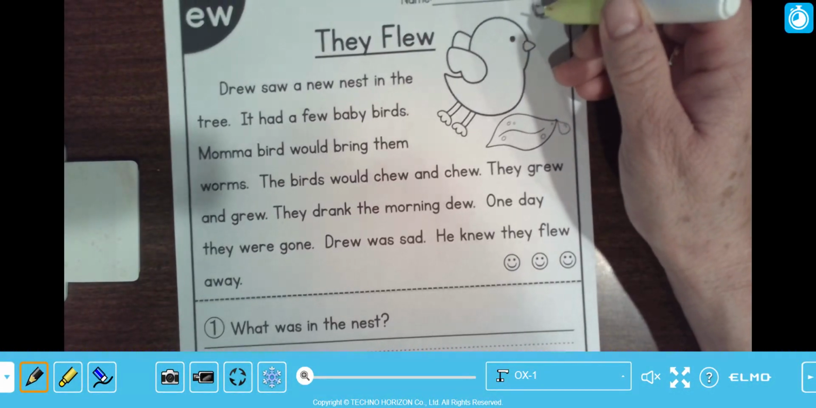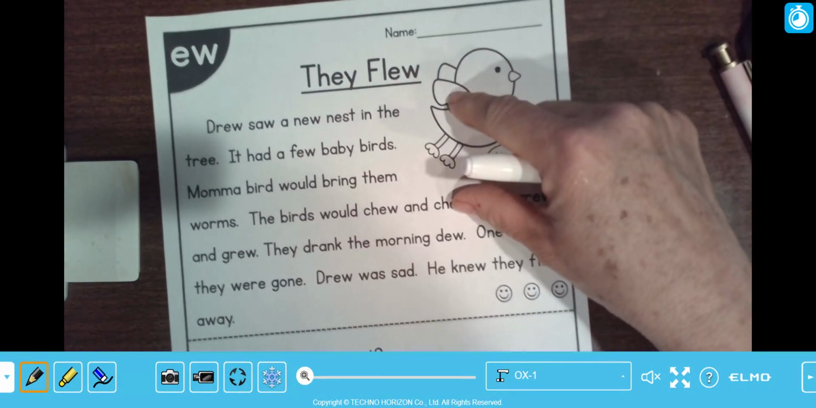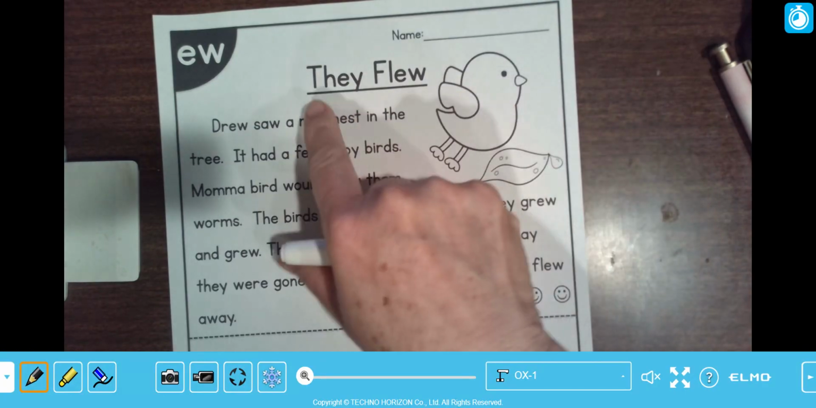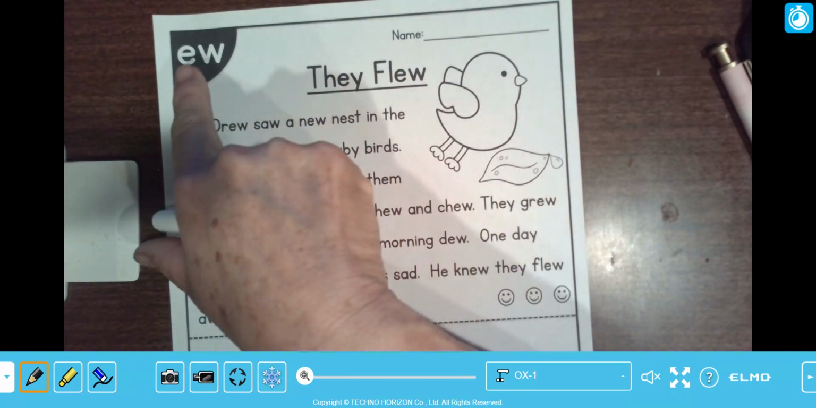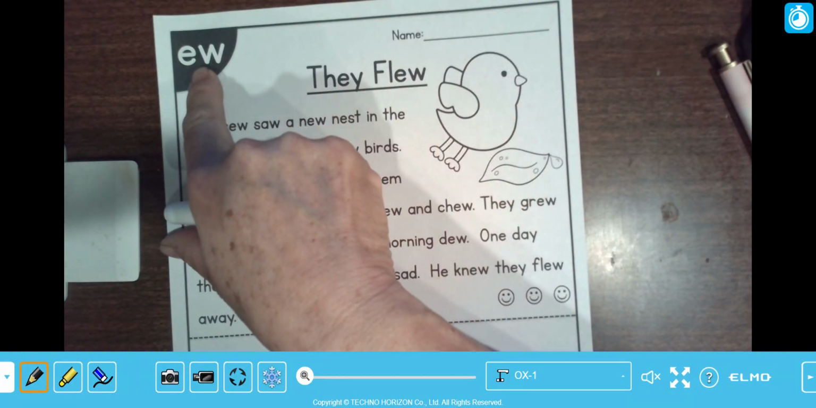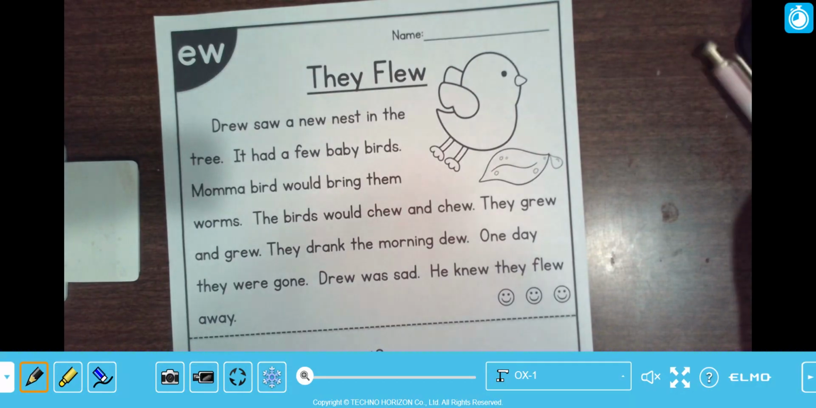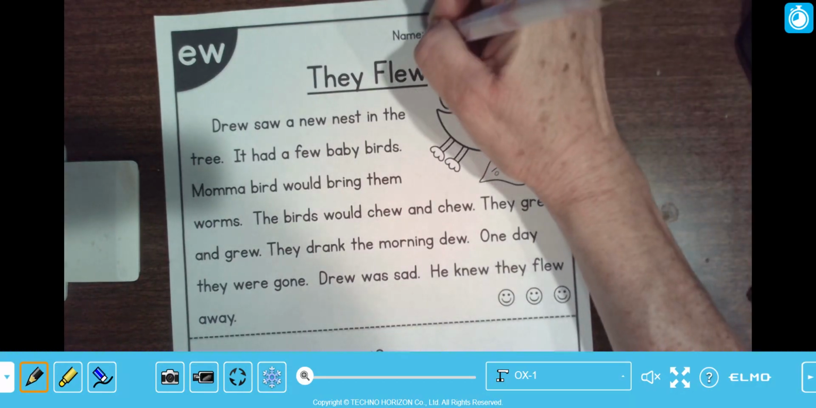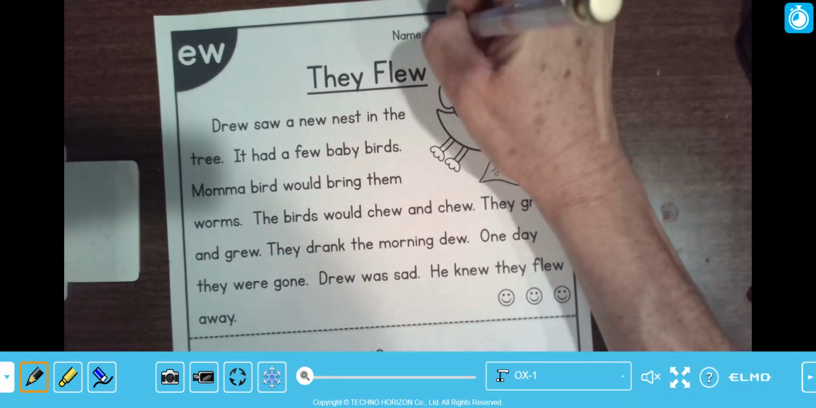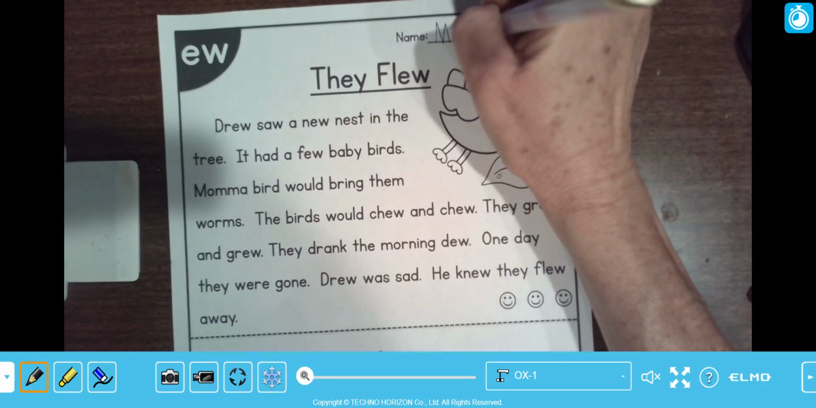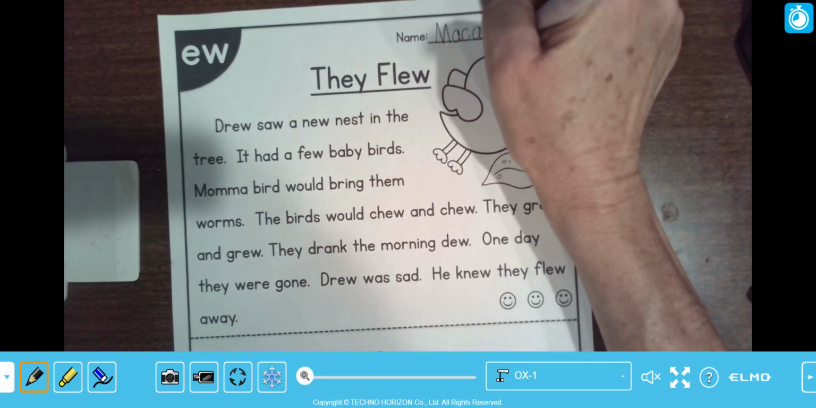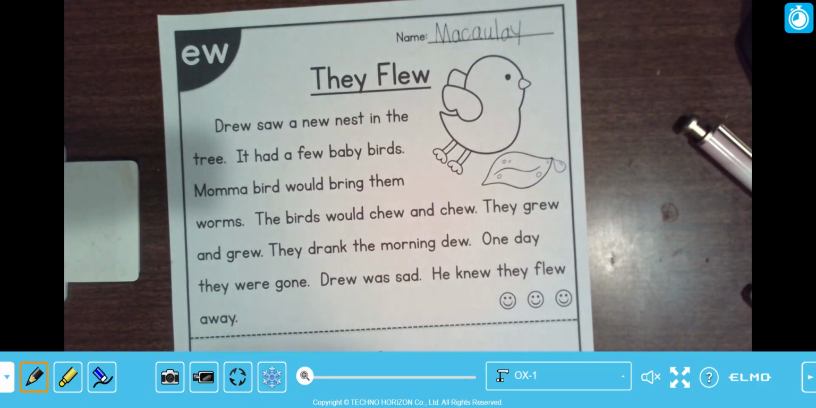Okay, today we're going to be working on this paragraph that is called They Flew, and it's working on the EW sound. This is the ew sound. Okay, so let's put our name at the top. Do this with a pencil. Okay, you're going to need a pencil and a yellow crayon.